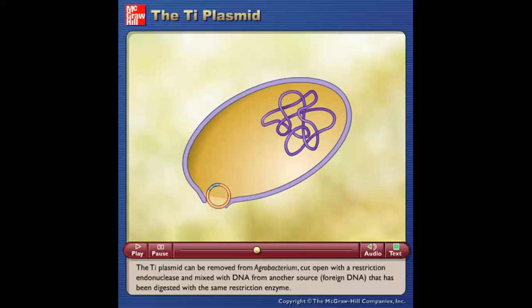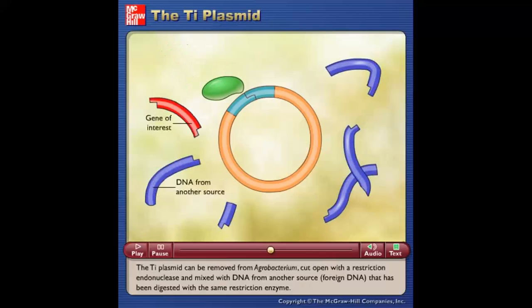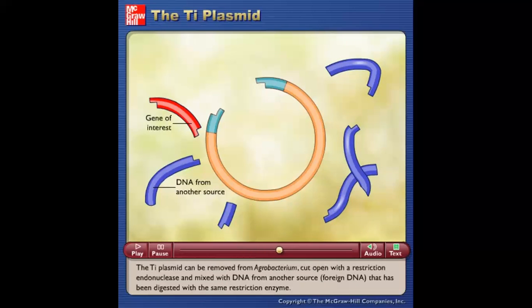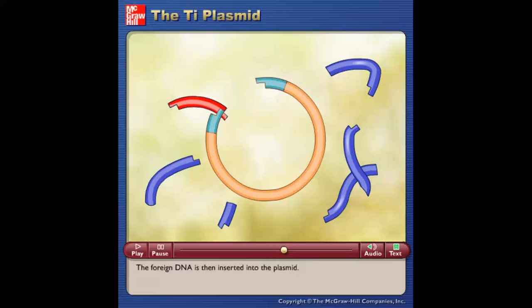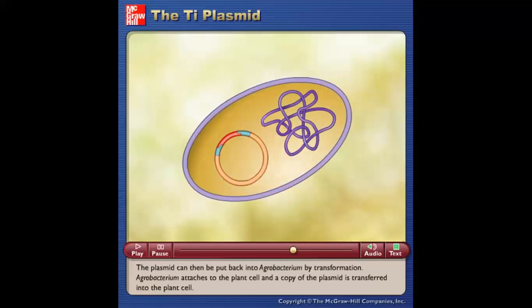The Ti plasmid can be removed from Agrobacterium, cut open with a restriction endonuclease, and mixed with DNA from another source, foreign DNA, that has been digested with the same restriction enzyme. The foreign DNA is then inserted into the plasmid. The plasmid can then be put back into Agrobacterium by transformation.